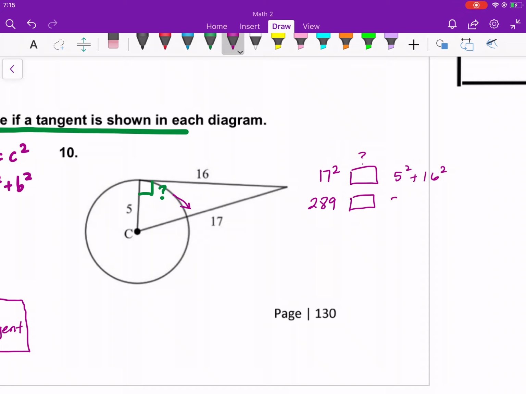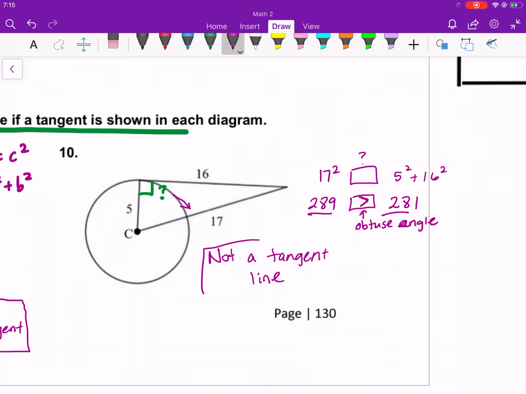So I'm putting that in, I get 281. So notice they are not equal. In fact, this is greater than. That actually tells us it's an obtuse angle, if you remember, in our last unit. So this is not a tangent line because it will only be tangent if these two numbers right here are equal. Okay.